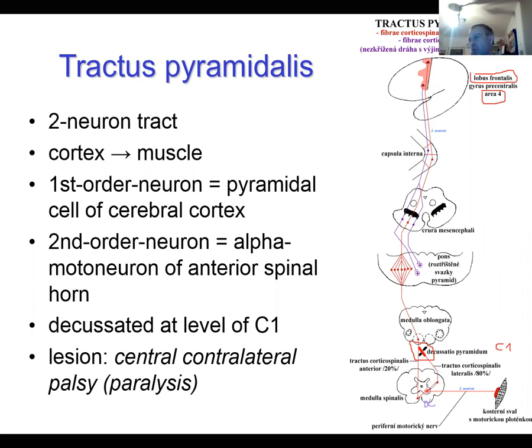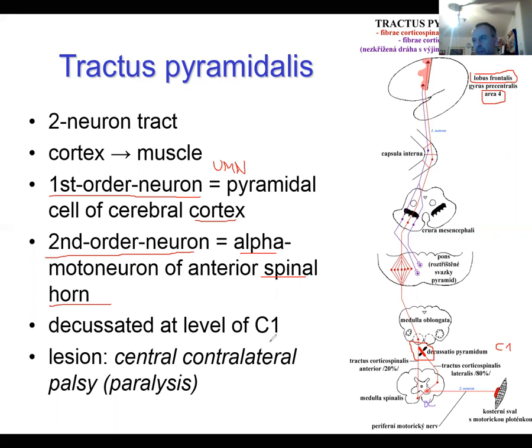And finally, this neuron synapses on the alpha motor neuron. So the tract from the brain to the muscle consists of two neurons. The first order neuron, sometimes called the upper motor neuron, is in the cortex. And the second order neuron is the alpha motor neuron in the spinal cord in the anterior horn. That's it. Don't forget the decussation at the level of C1.